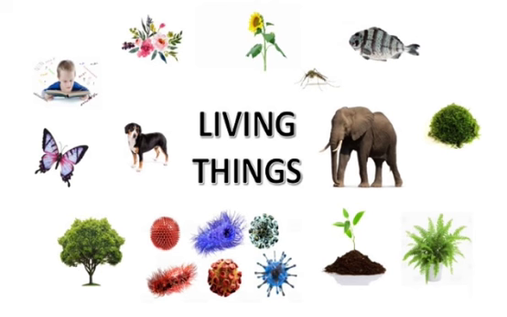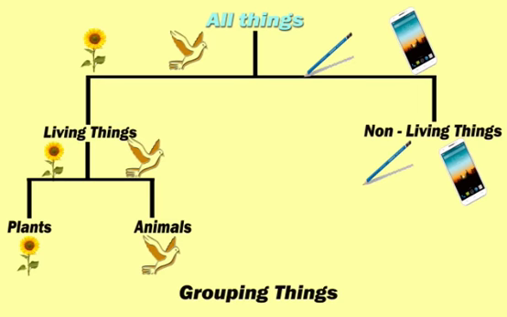Living things are divided into two major groups, plants and animals. This is because plants and animals are different in the way they live, eat, move and reproduce. Both plants and animals are further divided into smaller groups, and you will read about them in higher classes also. So here is the flow chart. You can see all things divided into two parts, living things and non-living things, and living things are also divided into two parts, plants and animals.